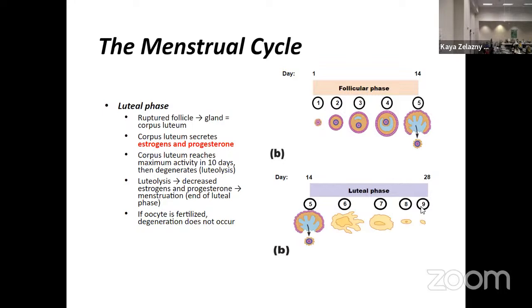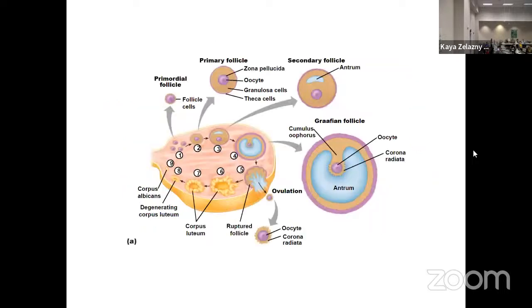However, if that oocyte that was expelled, it left the ovary, it went into the uterine tube, right? If it gets fertilized in the female reproductive tract, degeneration of this doesn't happen because there's a separate hormone signal that tells it to stick around. So we have a lot of fiddling that can go on here depending on what's happening in the body. Okay, so we're going to leave that here.